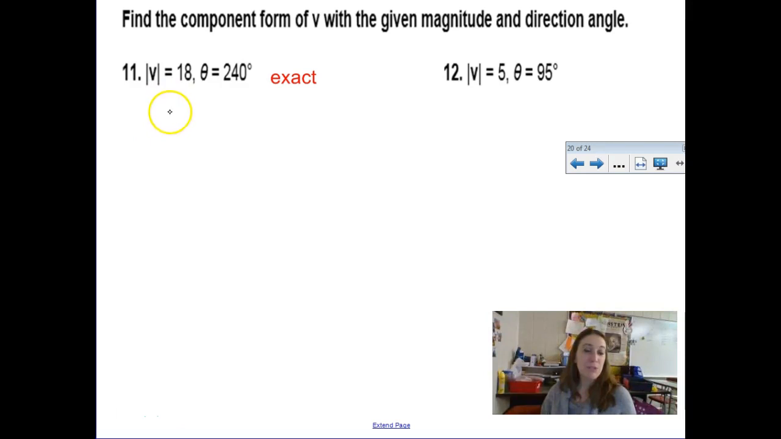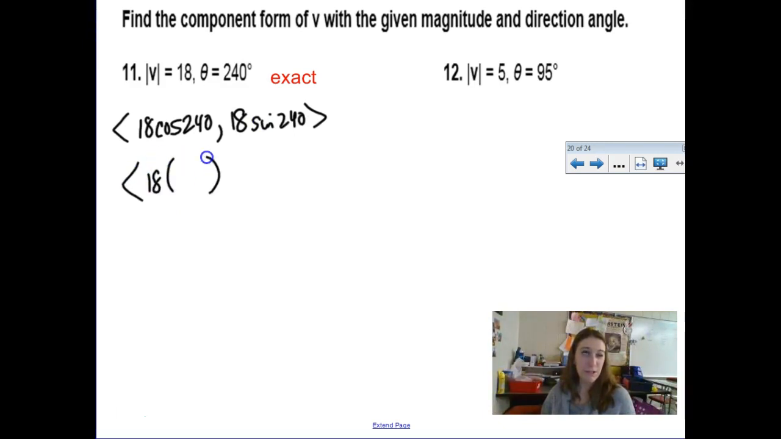So if you need to, you can draw this out. My new vector, its components are going to be 18 times the cosine of 240, comma, 18 times the sine of 240. My brain is just not in trig land right now, so I'm going to have to look up cosine of 240, and it's negative 1/2. There we go. I would have eventually figured it out. And then sine must be negative square root of 3 over 2. So we're in the third quadrant.